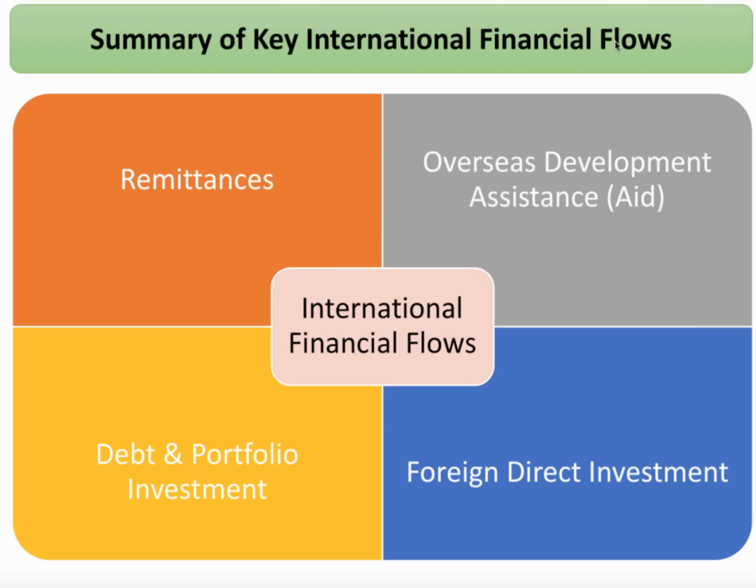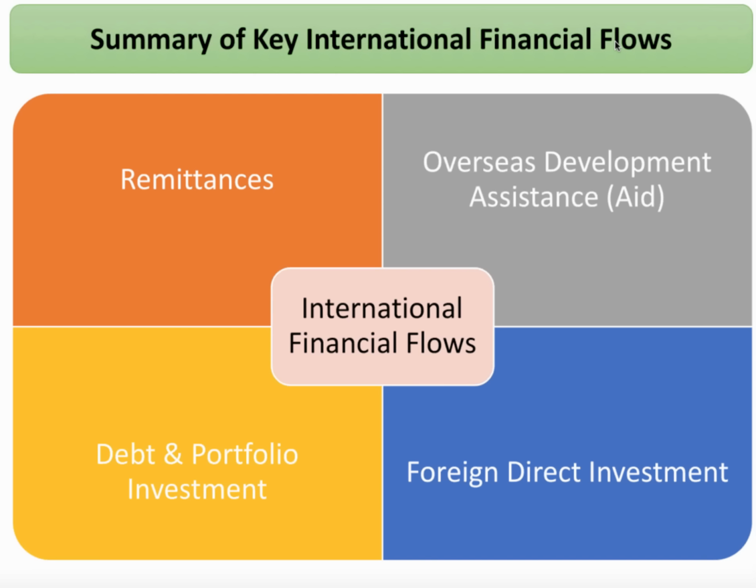Here is a summary of what I've just said, that essentially the 4 main flows that come into developing countries, actually it's true for all countries, but in particular for those nations, are remittances, which we're going to focus on in this session tonight, overseas development aid, FDI, foreign direct investment, and debt and portfolio investment flows. Those are the big financial flows that come into countries.